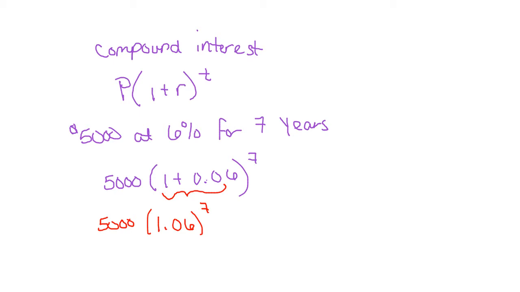So I'm going to write that out here. 5,000 times 1.503630259. So that was all the decimal places that I have. But if you leave that in your calculator and you just hit times 5,000 and hit enter, then you'll see that you'll have $7,518.15.